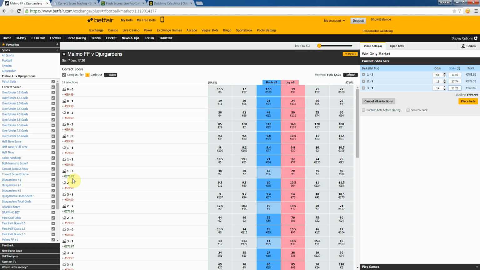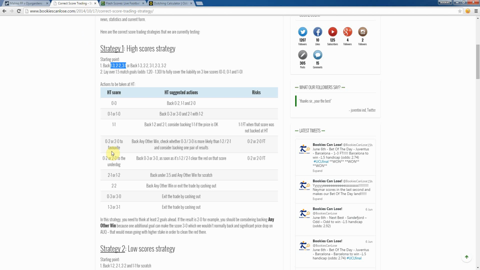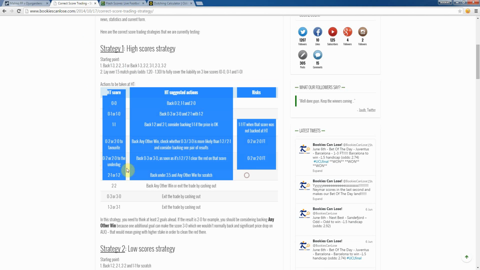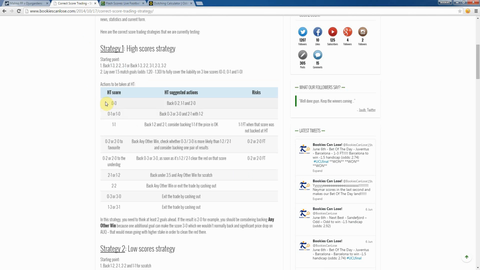Now, so this is our starting point, but it's a football game, so anything can happen. Our strategy assumes that there will be actions that we will need to take at halftime. This is the table with the suggested actions. So they depend on the halftime score, and what we should do.